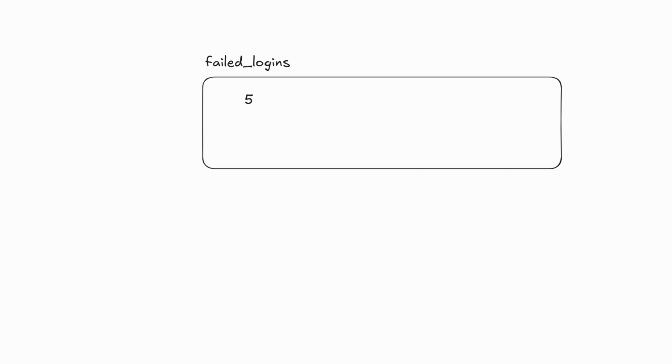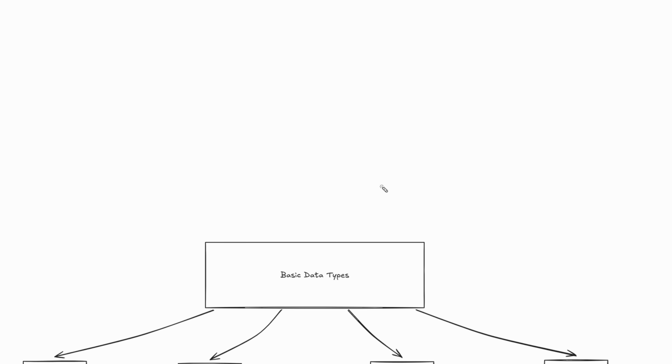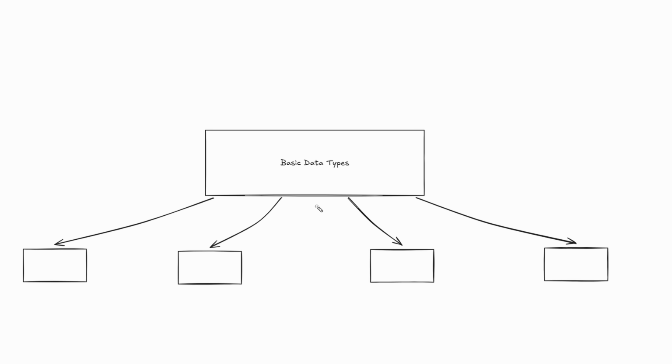Now we can move ahead with the basic data types in Python. In Python, there are 4 basic data types. The first is integers. Then we have floating point. We also have Boolean. And at the end, we have strings.